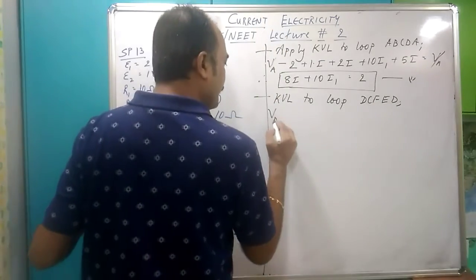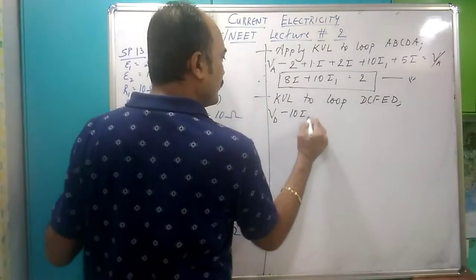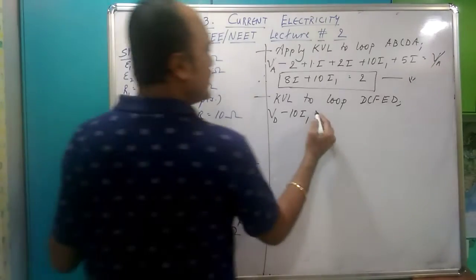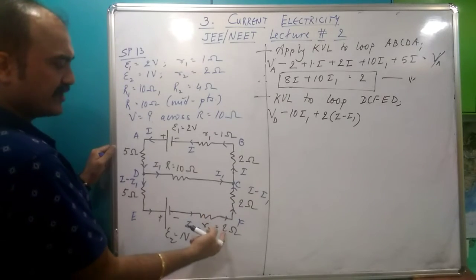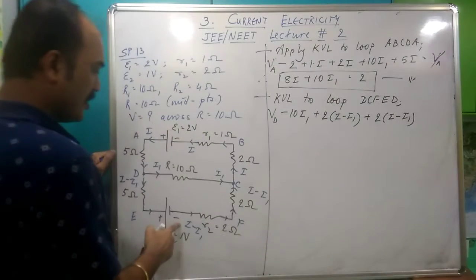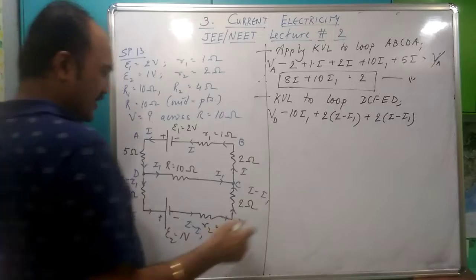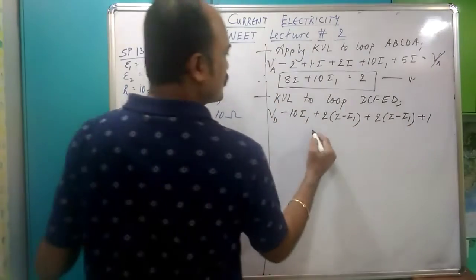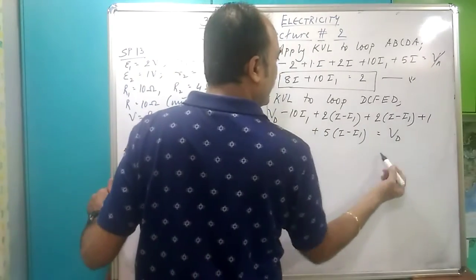DCFED. We'll start with VD. In the direction of current, IR is negative. So this is minus 10 I1. Opposite to the direction of current, IR is positive. So plus 2 (I minus I1). Again, opposite to the direction of current. So plus 2 (I minus I1). Be careful with the brackets. Bure se acha is acha. From negative we go to positive, it is plus. So plus 1. And again opposite to the direction of current. So plus 5 (I minus I1). And we come at D. So is equal to VD.